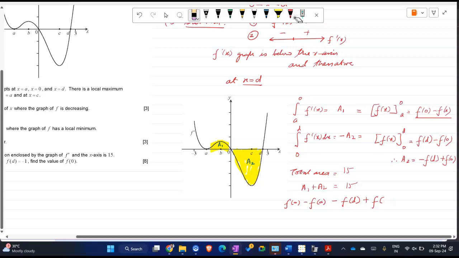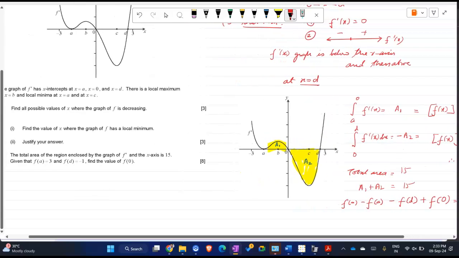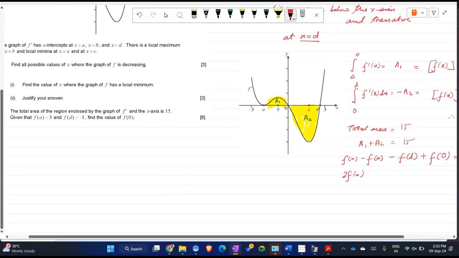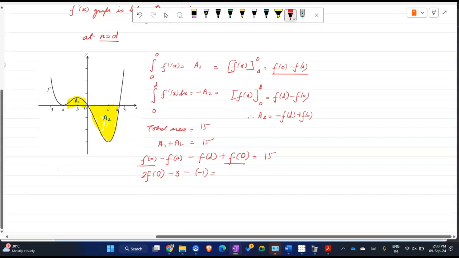f(0) is equal to 15, I just substitute. So that's your 2f(0), because this and this will add up to f(0), minus 3 minus 1, is equal to 15. I got f(0) is 8.5. So f(0) will be, how much is that? Minus 2 plus 2, 17. 17 divided by 2, 8.5.